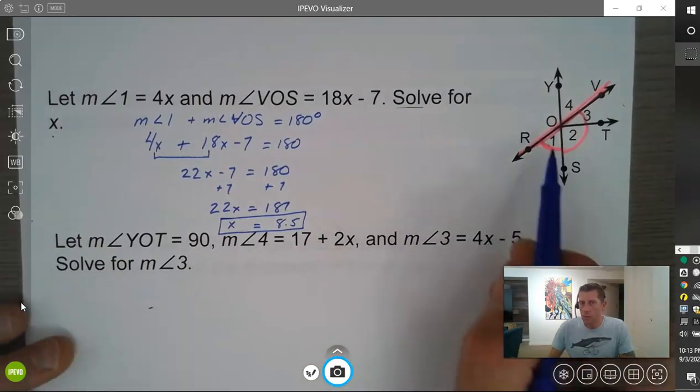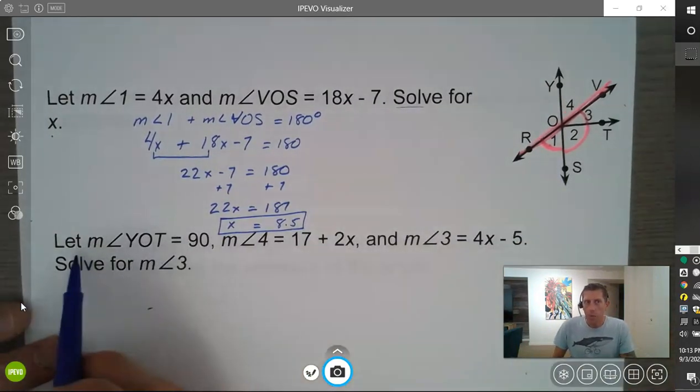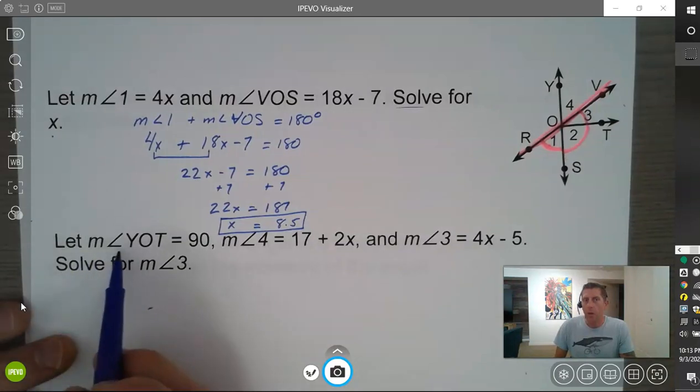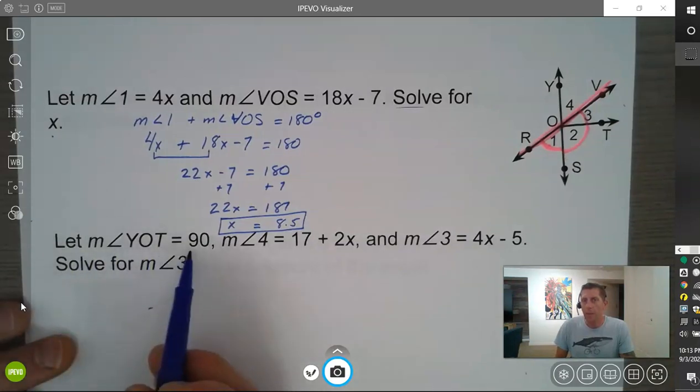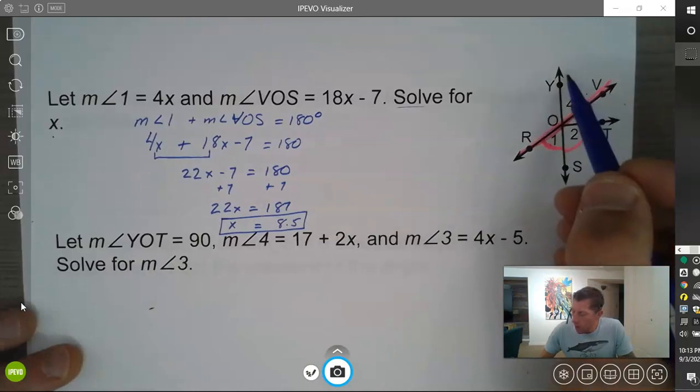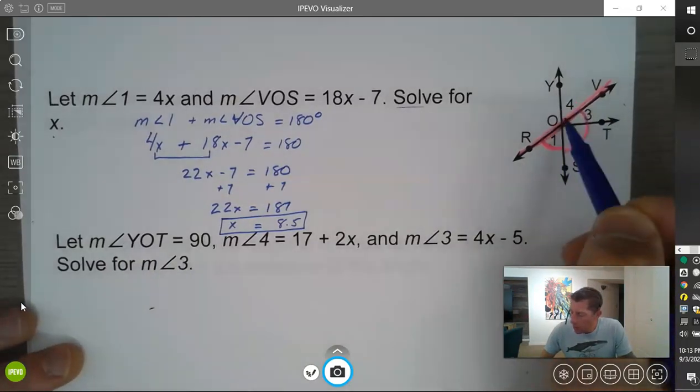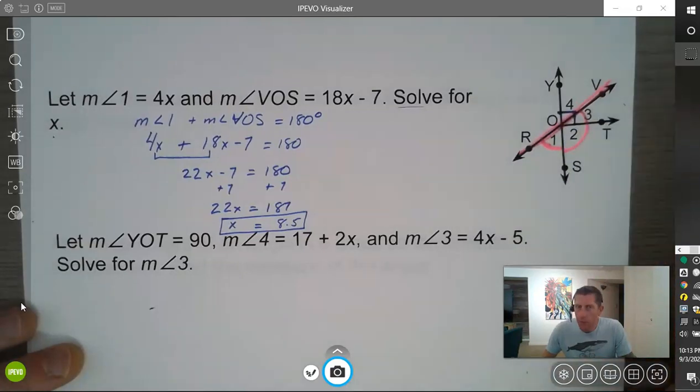All right, now using the same diagram, I'm told that this is a different problem. Now let the measure of YOT equal 90. So that tells me that YOT is 90. So I've got my right angle right here. So I know that's a right angle.